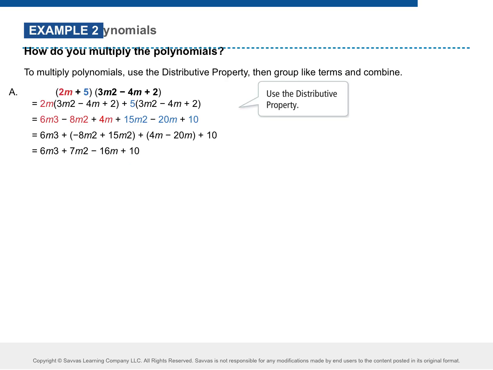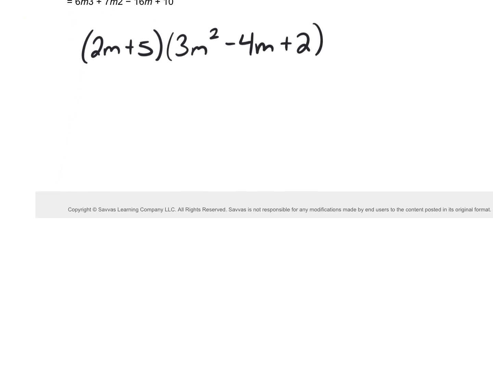All right, moving on to multiplication. I want you to go ahead and find a spot to write this down: 2m plus 5 times 3m squared minus 4m plus 2. Okay, what operation's happening this time? Multiplication, right? Because they are right next to each other, no operation is splitting those apart. How do we multiply? It's the FOIL method, or distributing.